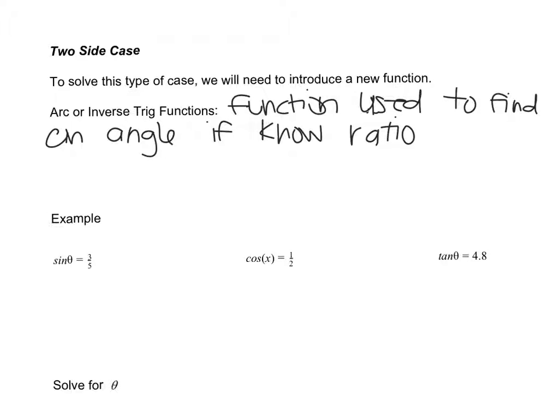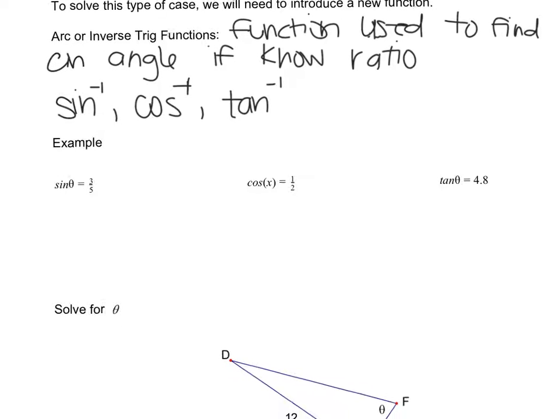And there are three inverse trig functions. We have sine inverse, cosine inverse, and tangent inverse. So that little exponent with the -1, that's the inverse notation. So what these trig functions do is they help us find angle measures. So we're going to take a look at some examples first.